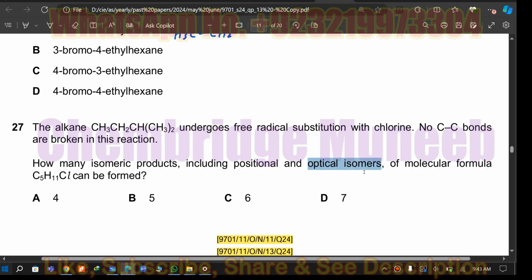Now let's get back to the question we were about to attempt. For this question we have to draw the structure, so I have done the working.